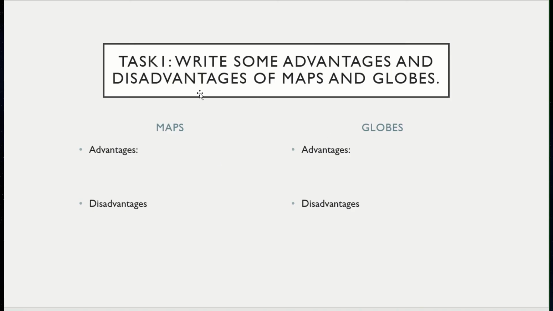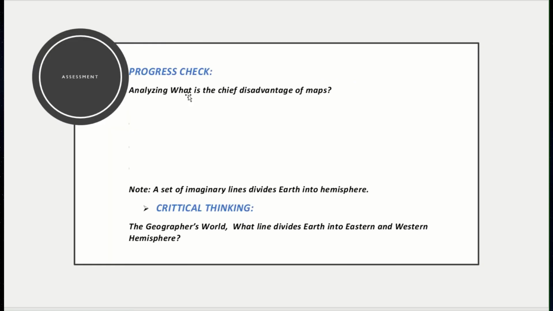So here's the task for you: write some advantages and disadvantages of maps and globes. You can write some advantages and disadvantages of the map here, and here you can write the advantages and disadvantages of the globes. You have to complete this task, and then we'll go forward to the next step, which is a progress check. What is the chief disadvantage of the map? As I have mentioned, maps can distort information. A set of imaginary lines divides the Earth into hemispheres. So what line divides Earth into eastern and western hemispheres?